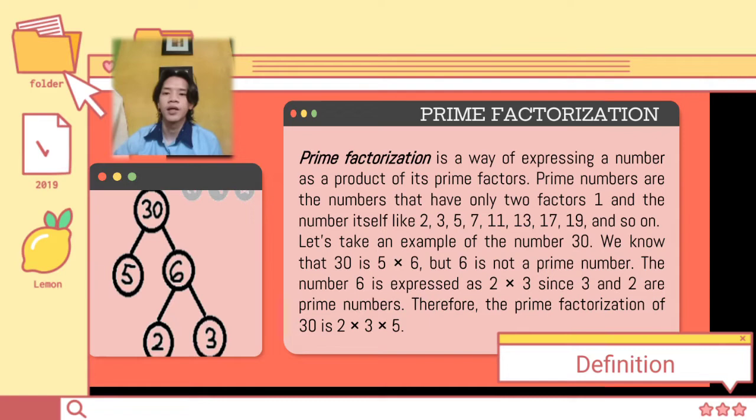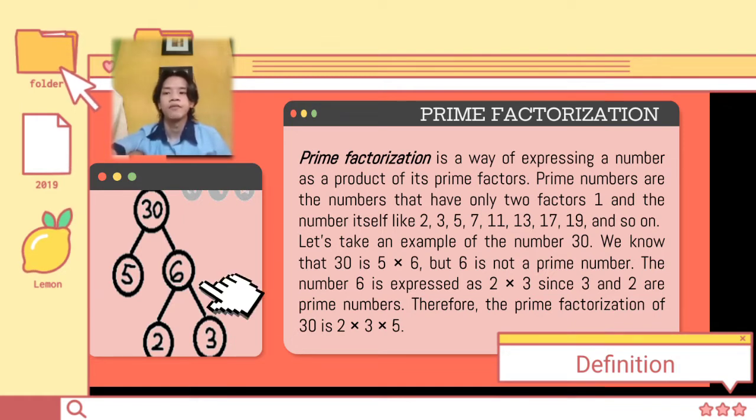Let's take an example, the number 30. We know that 30 is 5 times 6, but 6 is not a prime number. The number 6 is expressed as 2 times 3. Since 3 and 2 are prime numbers, the prime factorization is 2 times 3 times 5. If we multiply 5 times 6, the answer is 30. So 5 and 6 are under the 30.